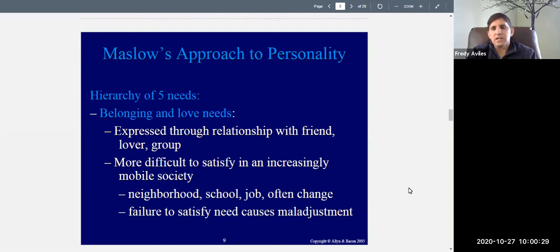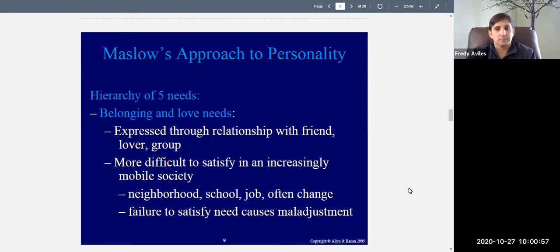It's more difficult to satisfy your belonging and love needs in an increasingly mobile society. We have cars, we can drive around, right? We can move far away. We can take a plane and go to another part of the country and decide to live in another country if they let us, right? People don't stay in the same place anymore. So it's becoming harder to satisfy these belonging and love needs.